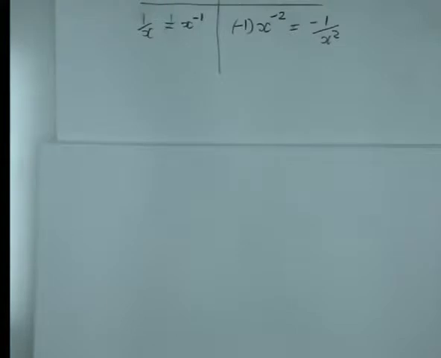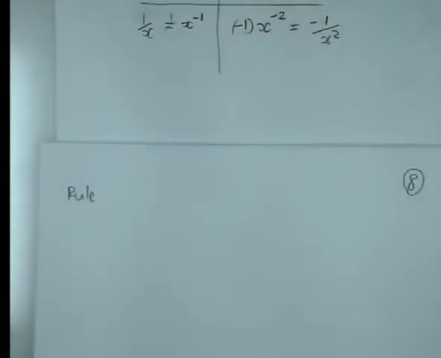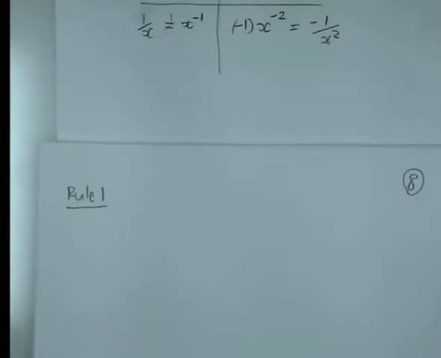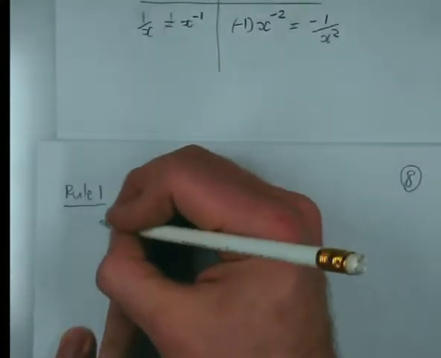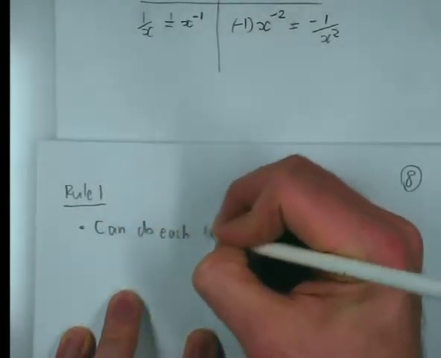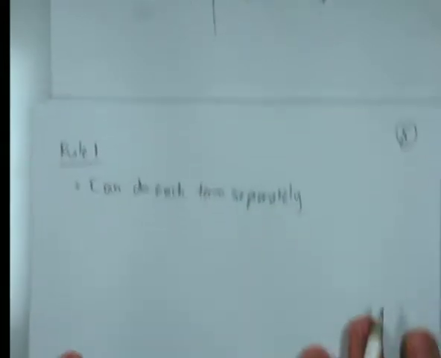Okay, the first two are usually called something in your notes, but I like to call them by my own names because I can't remember what their real names are. You don't need to number them, but I'm going to because I need to have something on my notes, and they're probably numbered differently in your notes. So rule number 1 is that if they're added or subtracted, then you can do each term separately.